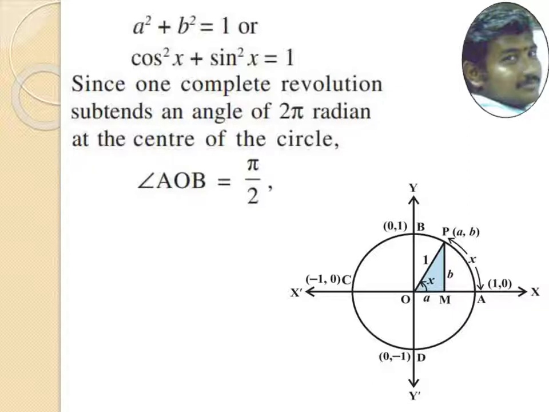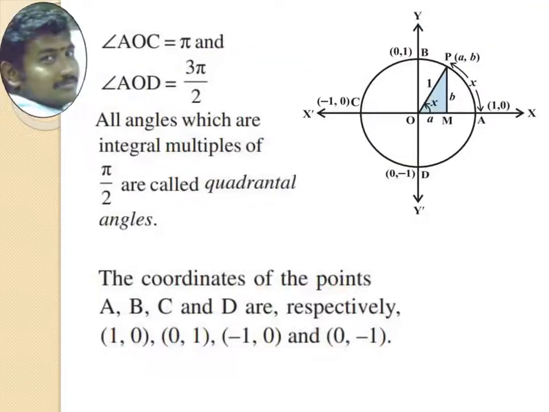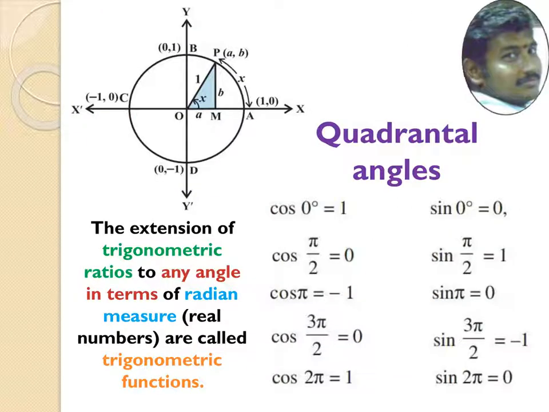Since one complete revolution subtends an angle of 2 pi radian, AOC is pi, that is 180 degrees, pi radian. AOD is 3 pi by 2. So all angles which are integral multiples of pi by 2 are called quadrantal angles. The coordinates of the points are given.